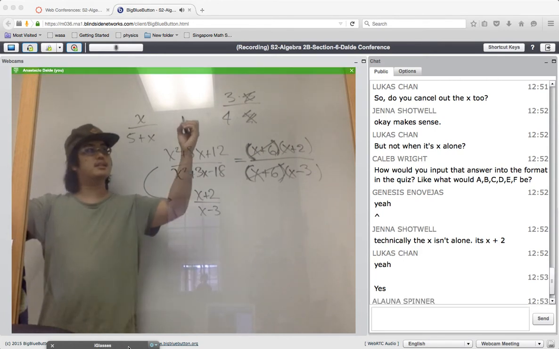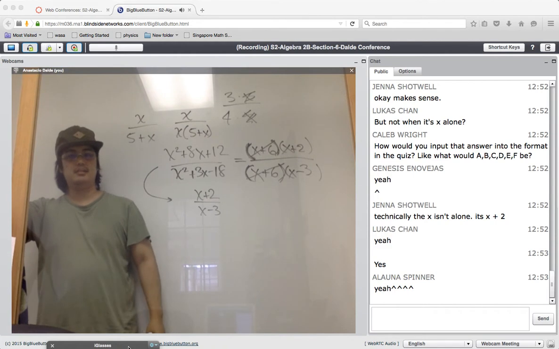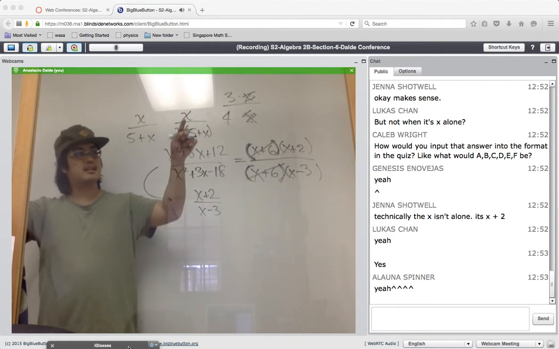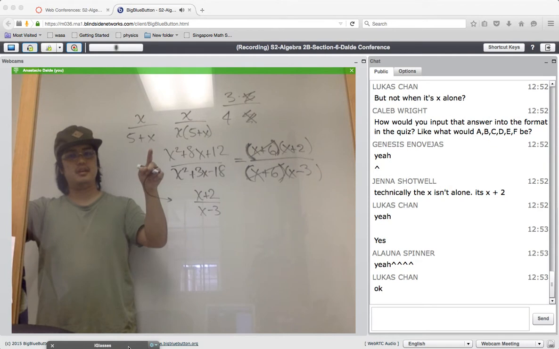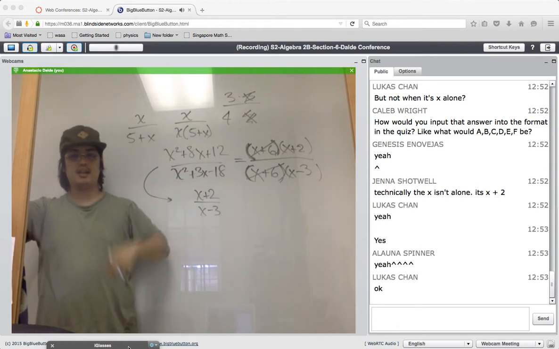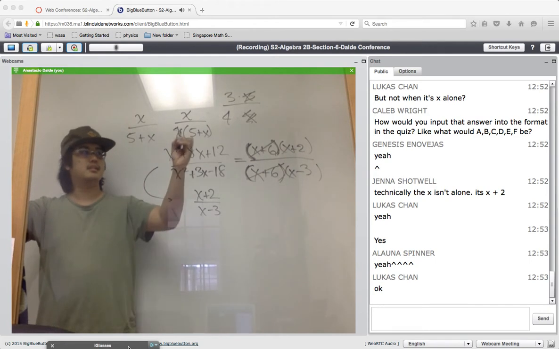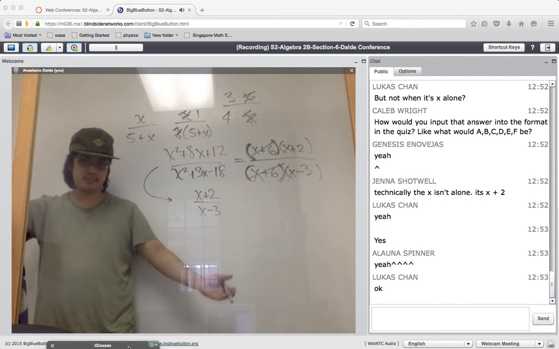However, if you had something like this, x over x times 5 plus x, then you can cancel these x's out. You got it? So you can't cancel that out of the numerator and the denominator if there's a plus sign or a minus sign in between them. But if this thing is pulled out and multiplying this whole thing, then I can cancel out those x's. And my answer would be 1 over 5 plus x. Does that make sense?